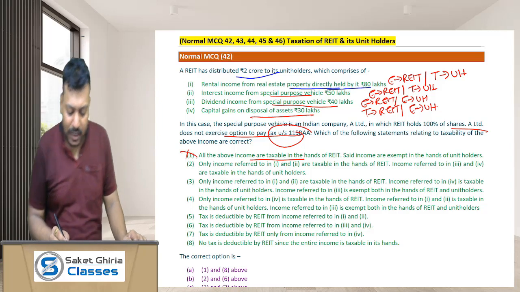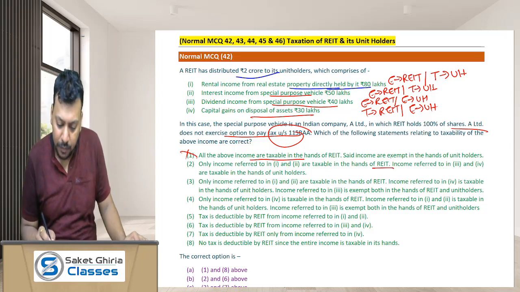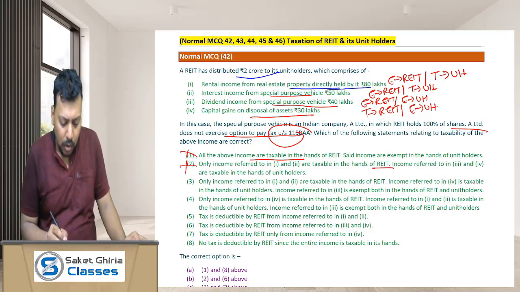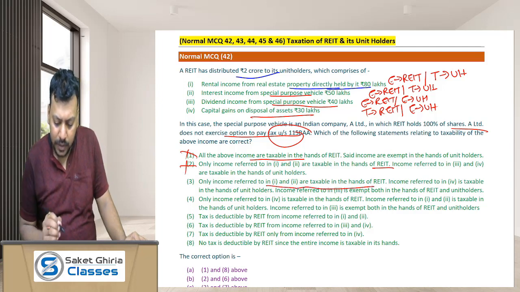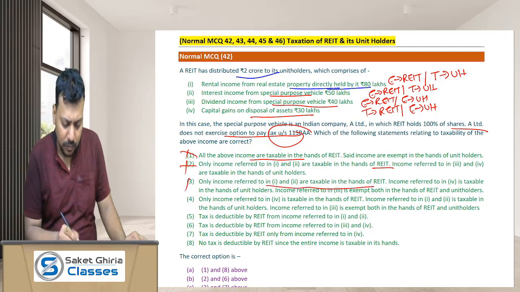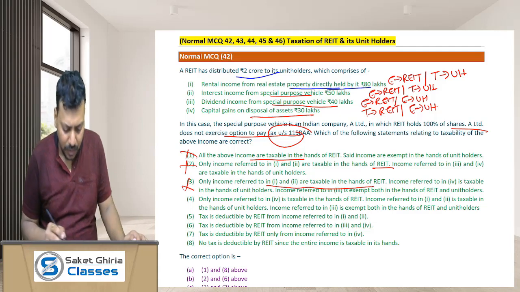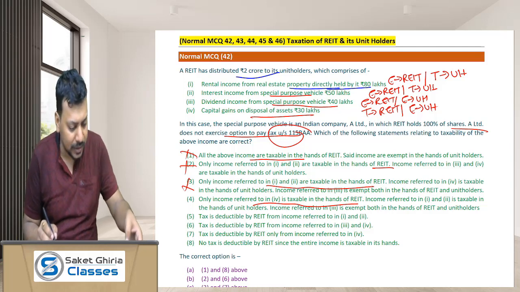No sir. Only income 1 and 2 are taxable in the hands of RIT? No sir. 1 and 2 are exempt in the hands of RIT. Only income 4 is taxable in the hands of RIT.